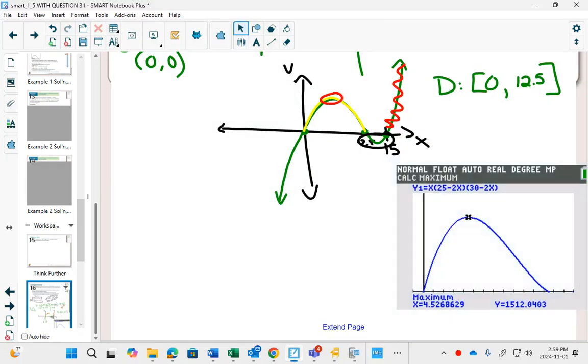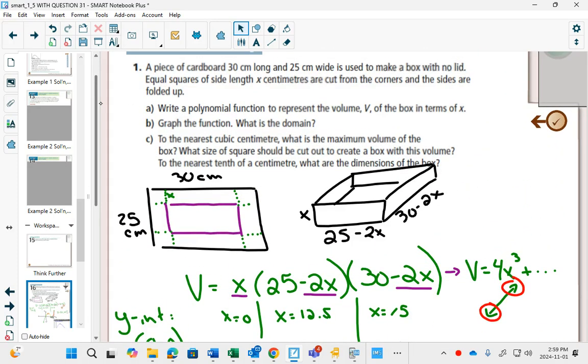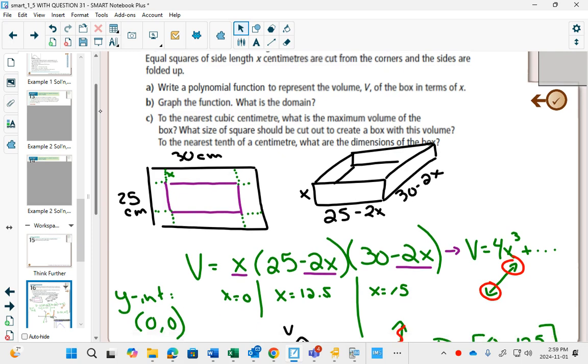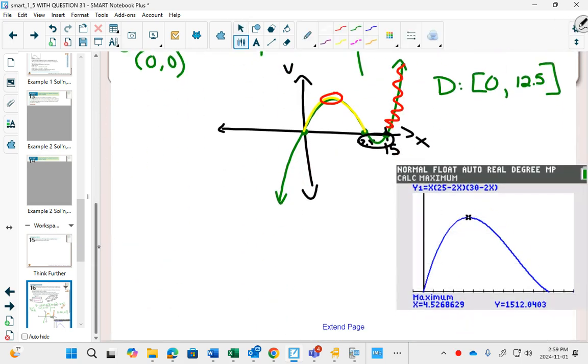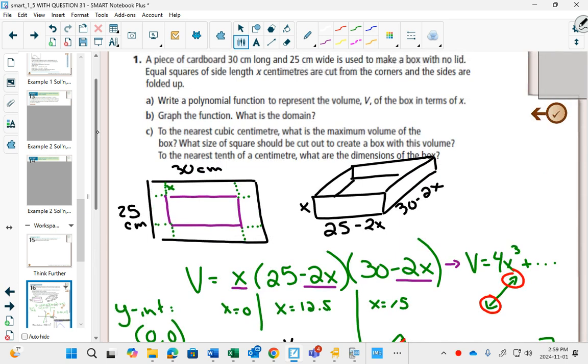So I'm going to steal that graph off to the side and see what questions. They are notorious for asking tons of questions. Maximum volume to the nearest cubic centimeter. So max volume, 1512 centimeters cubed. Make sure you have your units, so you avoid E5.